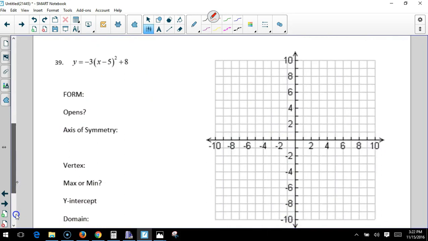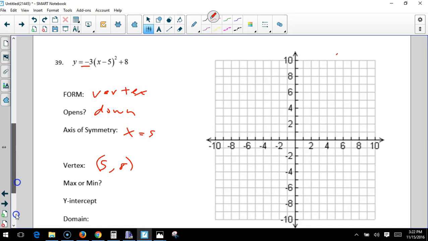Okay? Again, this is in vertex form. It is opening down. Notice the negative in front of the 3. The vertex, we're going to do that first. That's at 5, 8. Again, put in your calculator if you're not sure of how it's going to look and confirm it. You may think it's 5, and you are correct. It is 5, but why not at least double check? And then, now that you know the vertex, you know the axis of symmetry is at 5.